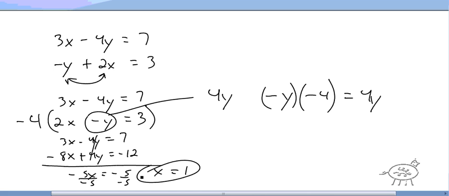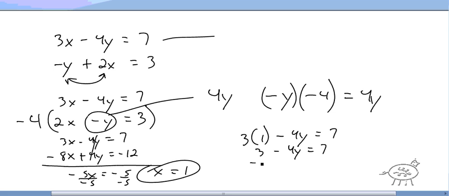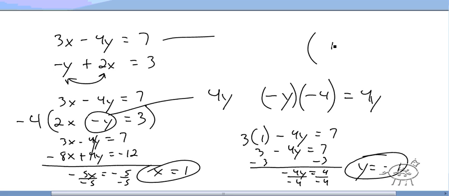Plug it into one of the two equations. I'm going to choose the first equation. So we get 3 times 1 minus 4y equals 7. So 3 minus 4y equals 7. Subtract 3. Negative 4y equals 4. Divide by negative 4. y equals negative 1. There you go, there's your answer. So it's (1, negative 1).